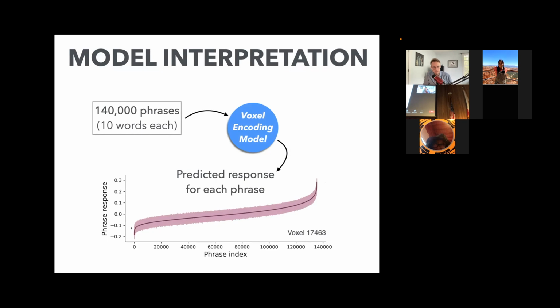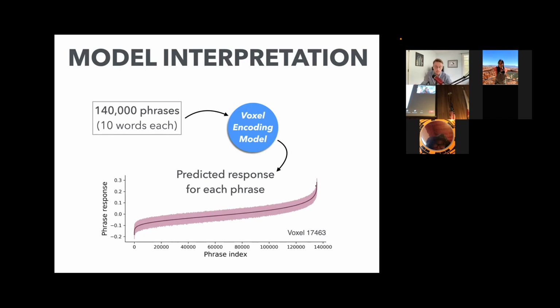This is showing the distribution of predicted responses across these 140,000 phrases for just one specific voxel. This is voxel 17,463 in one subject. What you can see here is that for most of the phrases, the response is kind of Gaussian distributed around 0, but there's this very sharp tail where there's some small set of phrases that this voxel really seems to respond strongly to. That really has a strong positive response to. So what we can do next is look at those phrases.